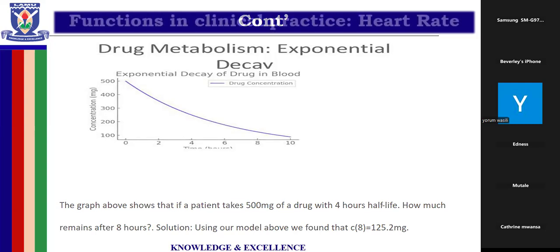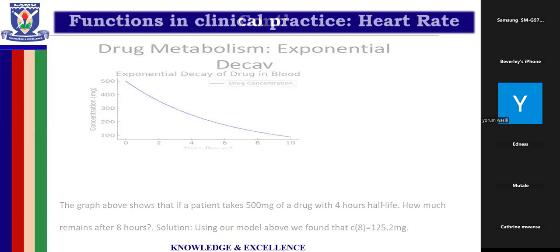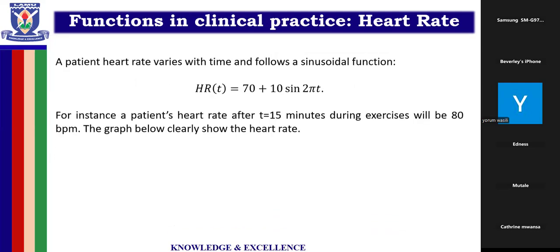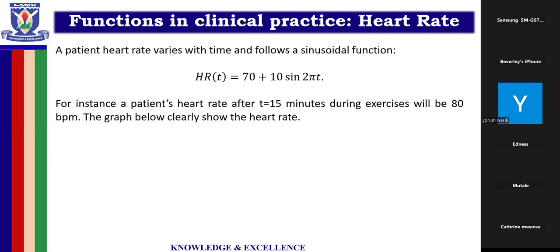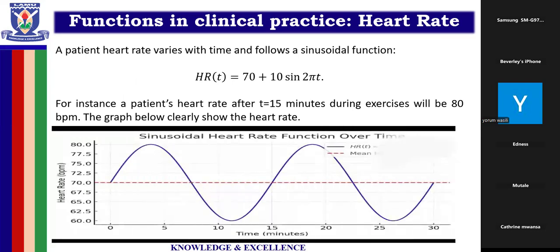Now, applications of functions in clinical practice. We can calculate heart rate using functions. A patient's heart rate varies with time and follows a sinusoidal function, as shown on your screen, where 70 beats per minute is the heart rate at rest. Now, if we want to calculate our heart rate at 10:15 during exercise, we will use our function and get that it's 80 beats per minute.